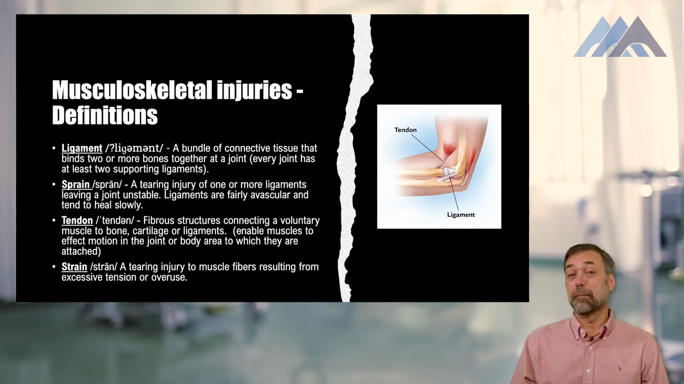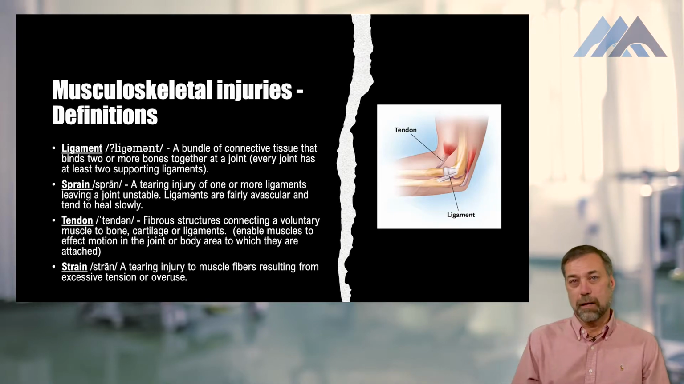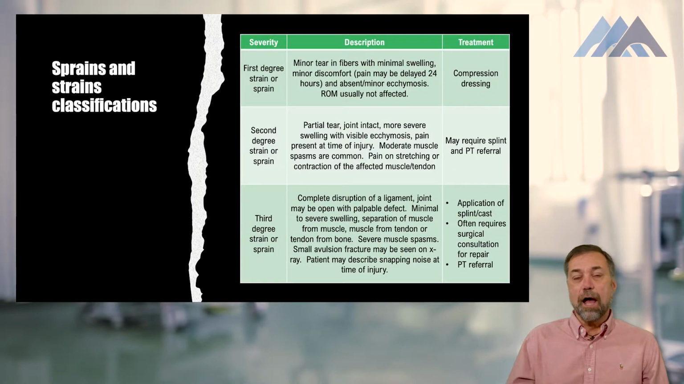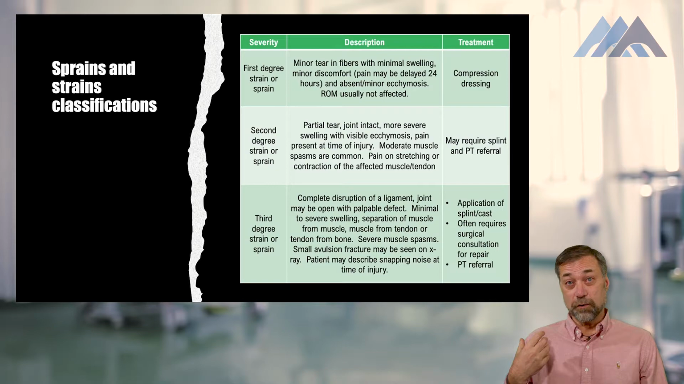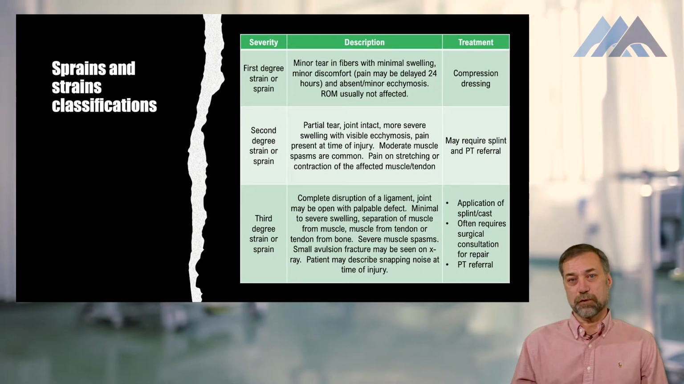Or another thing to remember is strain contains the word train. And when we work out, we train our muscles. And a tendon holds a muscle to its attachment point. So, I don't know if those help you remember the difference between a sprain and a strain, but I'll give them to you all the same. Now, sprains and strains can be classified according to the severity of the injury. They can be called a first-degree sprain or strain, a second-degree sprain or strain, and a third-degree sprain or strain.